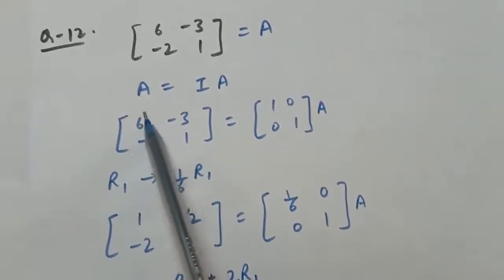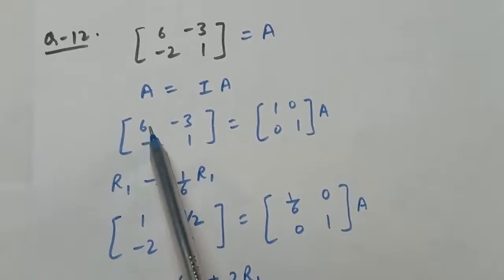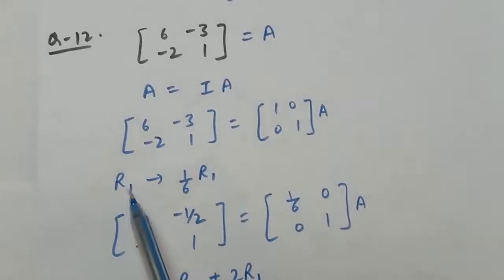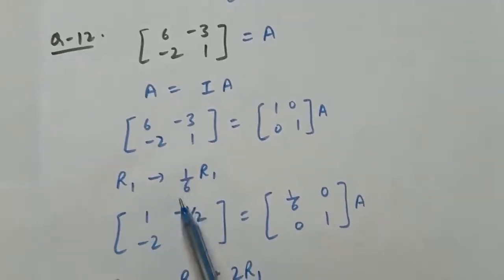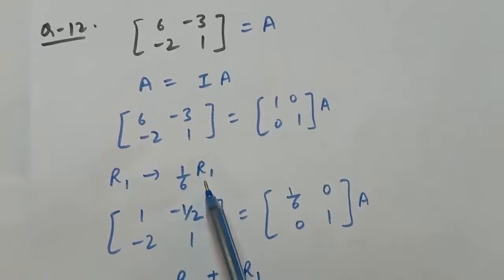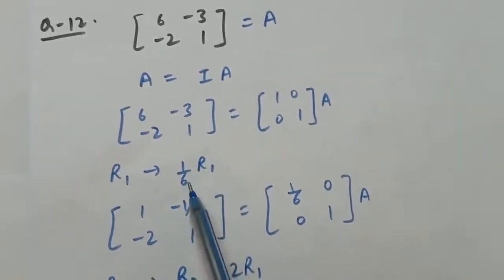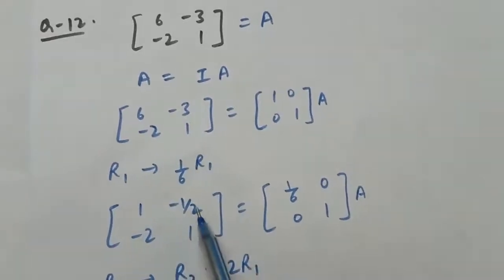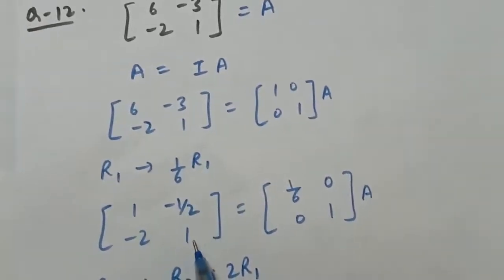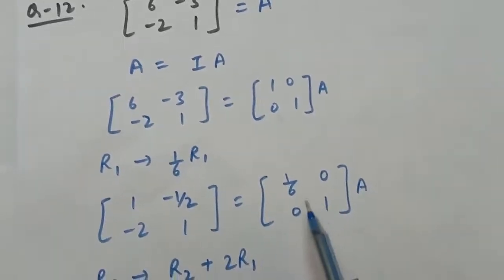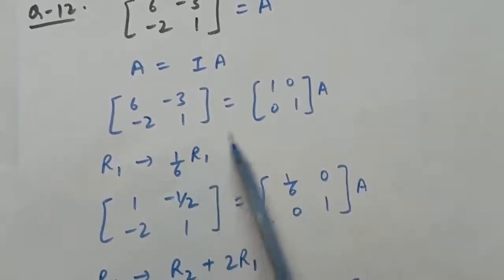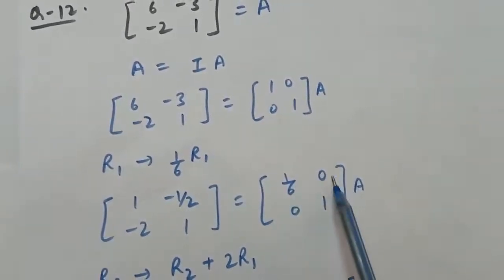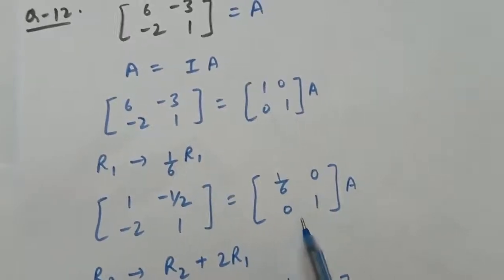So the diagonal element is this. We will make this 6 as 1. For this, change row 1 into 1 by 6 into row 1. When you multiply row 1 with 1 by 6, this element will become 1 and this will become minus 1 by 2. Row 2 will remain the same. Similarly here, when you apply this operation on row 1, row 1 changes to 1 by 6 and 0, and row 2 will remain the same, right?